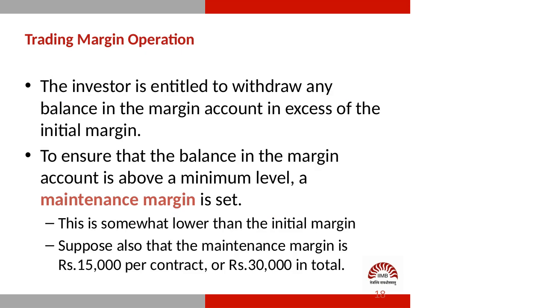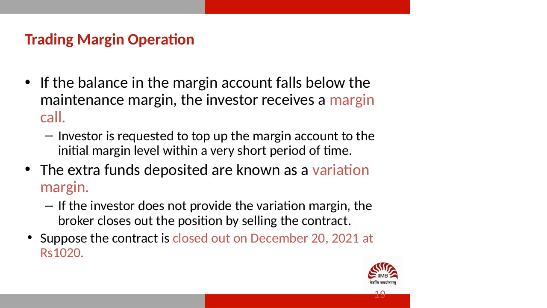The investor is also entitled to withdraw any money from the balance in the margin account in excess of the initial margin. And they also have a maintenance margin, the minimum balance, that is set somewhat lower than the initial margin, which is $15,000 per contract. You have 2 contracts, therefore $30,000. And as I said, if the balance in the margin account falls below the maintenance margin, there'll be a margin call when the investor is required to top up the margin account. The extra funds that are deposited are what are known as variation margin.